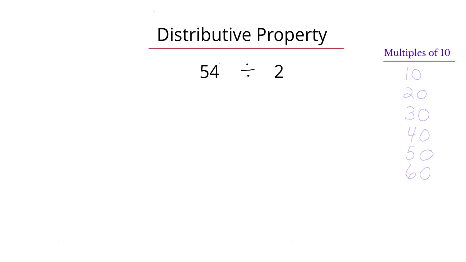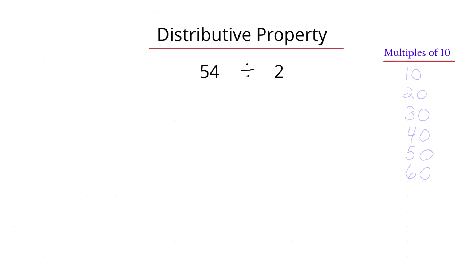All right, so we have distributive property. Again, I'm Dr. Wright. This is my fourth grade class. Anyone can watch, but it is made for my fourth grade class. I put the main problem on the screen, which is 54 divided by 2. And you'll see to the right, I've written some multiples.